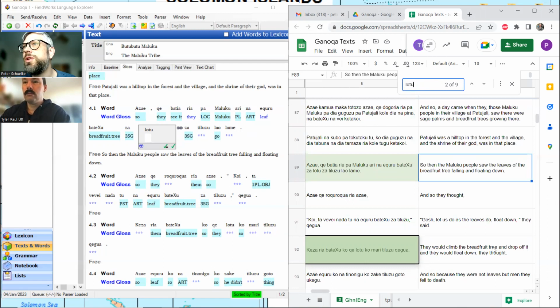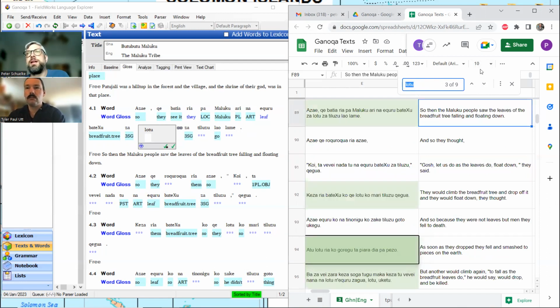They would climb the breadfruit tree and drop off, and they would float down. But there we get Lotu and Tiluzu again, in the order the translator is giving us a hint again. Atu Lotu, Atu. Have we encountered Atu yet? I believe so. Do you think it has two in it, or just a coincidence? Coincidence. Well, I don't know.